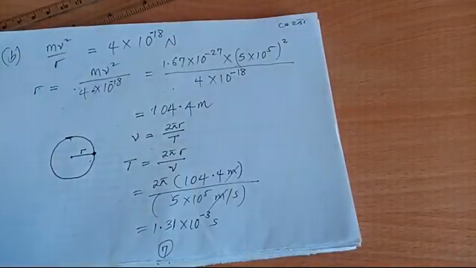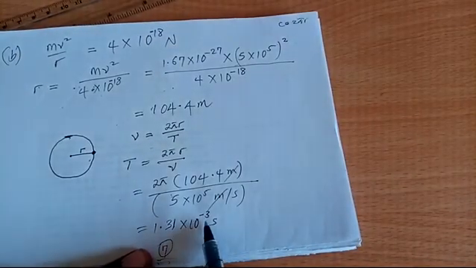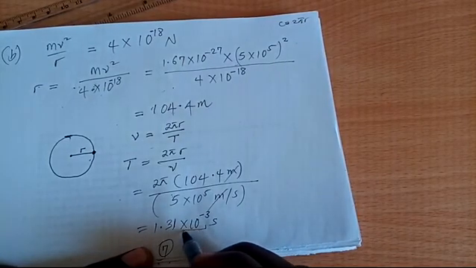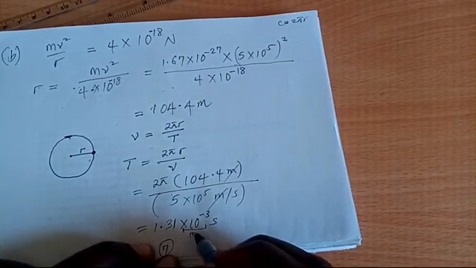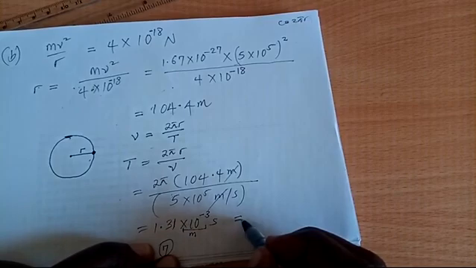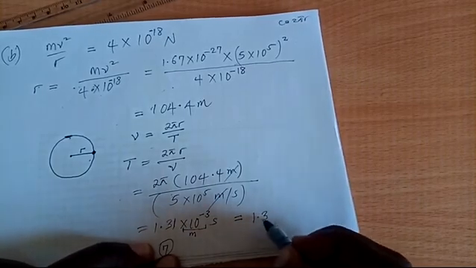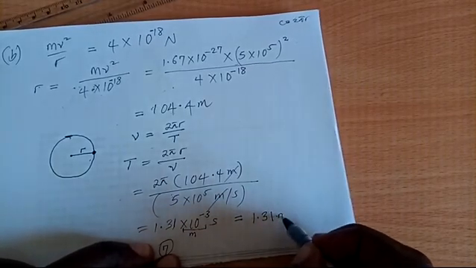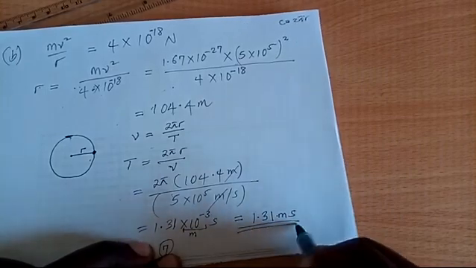Now, to be more scientific, we know that 10 raised to the power of minus 3 is milli, denoted by small m. So we can say this is equal to 1.31 milliseconds. This is our result.